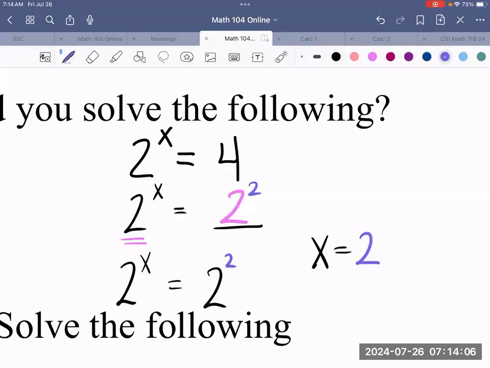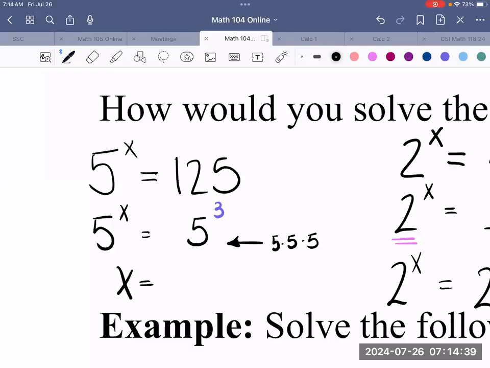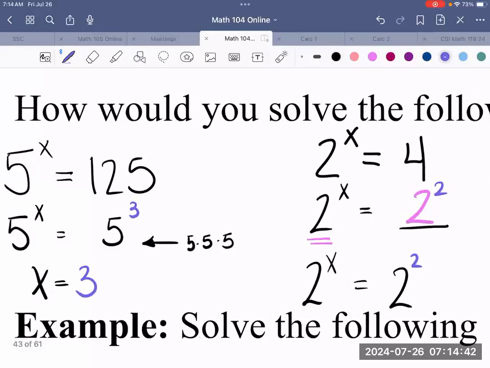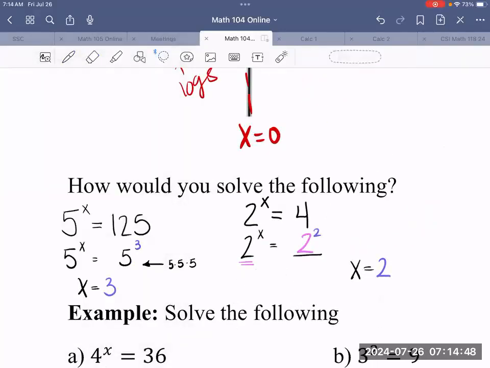Let's try it again with another problem. 5 to the x is equal to 125. So 125 can have a base of 5. How many 5's do you have to multiply by itself to get 125? Well, 5 times 5 is 25, times another 5 will get us to 125. So this just means x is now equal to 3.